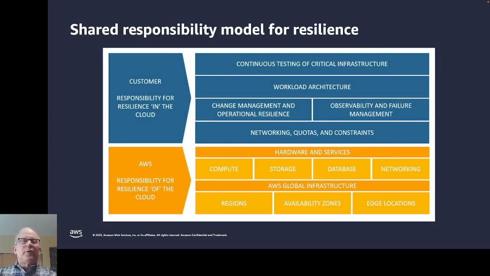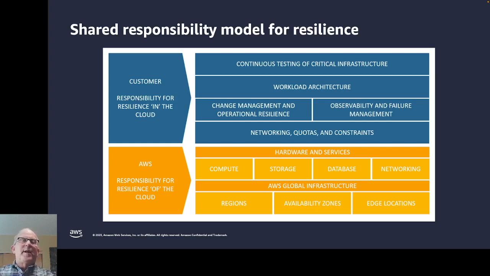As with security and sustainability, resilience is also a shared responsibility between AWS and the customer. AWS is responsible for resilience of the cloud, and our customers are responsible for resilience of their workloads running in the cloud. Now, this shared model can help relieve the customer's operational burden as AWS operates and manages and controls the components from the host operating system and virtualization layer down to the resilience of the infrastructure. You see these things in the orange part of the slide. We take those off your plate.